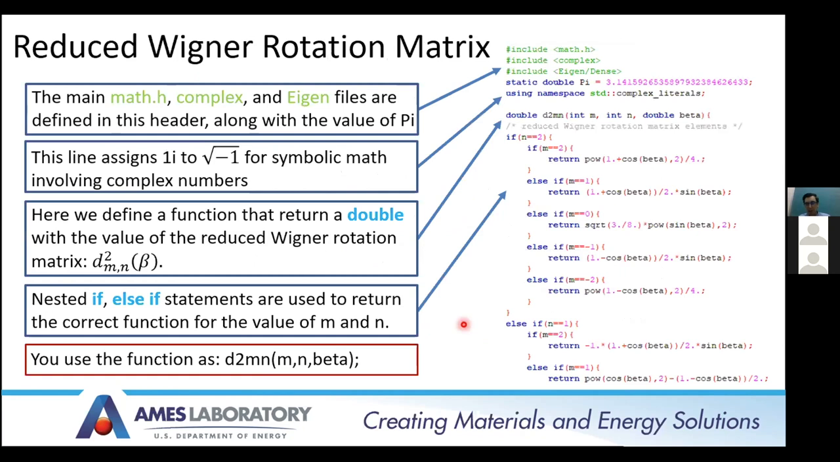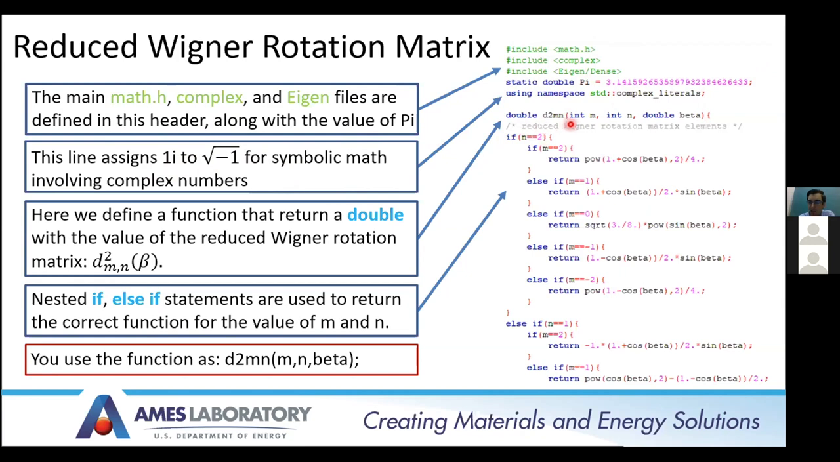And this looks like this. So in the header file, it has its own includes, we define the value of pi, which is used throughout the program outside of the functions. And we also have this line here using namespace standard complex literals. All this does is it means that we can use 1i to represent the square root of minus one, so that we can do symbolic operations involving complex numbers.